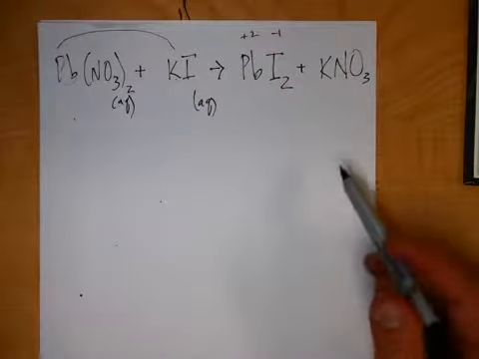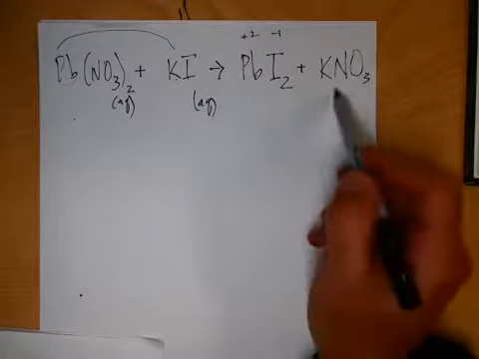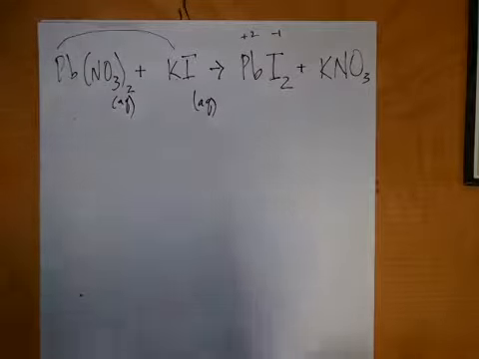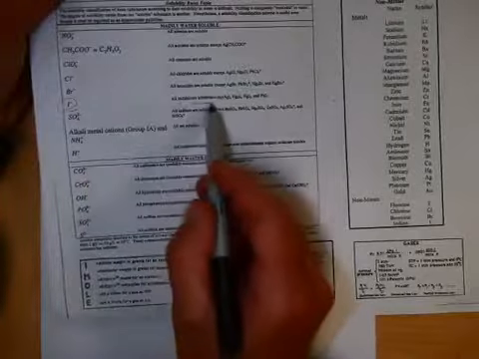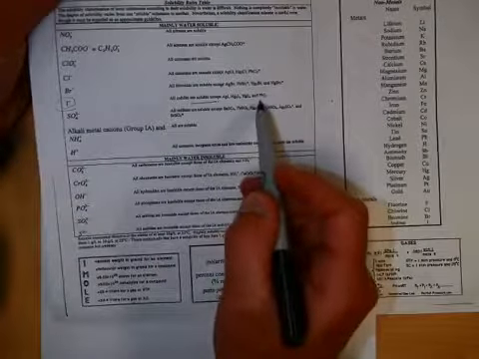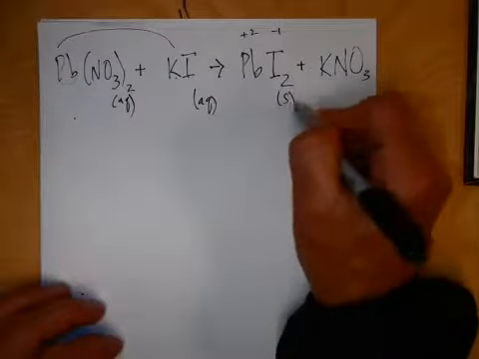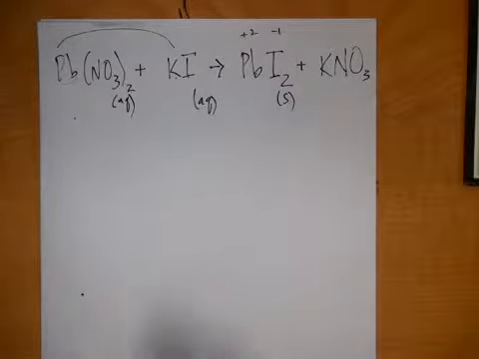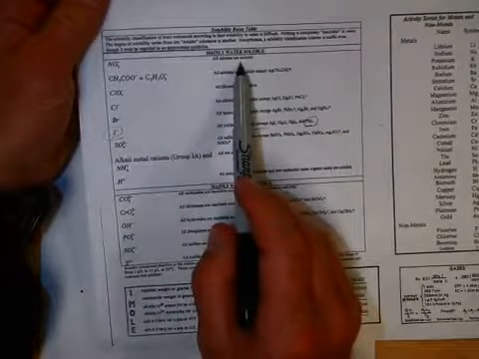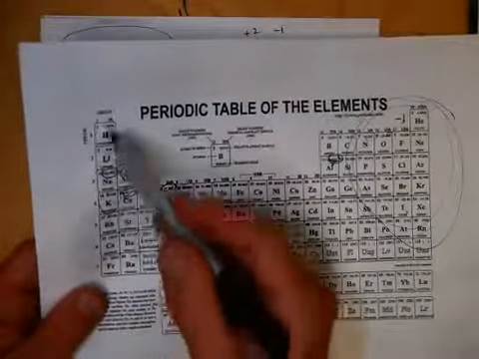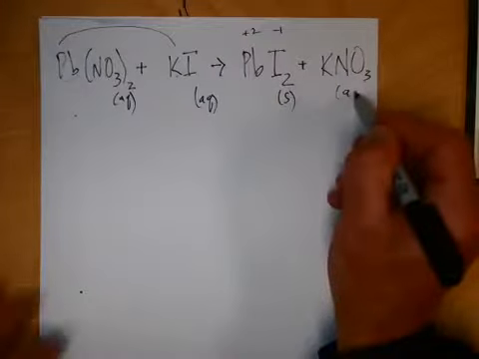Using your solubility rules, you can now go through and identify whether each of these has formed a solid or a precipitate. Your solubility rules indicate that all iodides are soluble except for silver, mercury, and lead. Lead iodide would not be soluble, and so this would be a solid. Potassium nitrate, you can see that it's soluble from two standpoints. All nitrates are soluble, and second of all, alkali metal cations are soluble, and potassium is a member of that class. This would be aqueous.